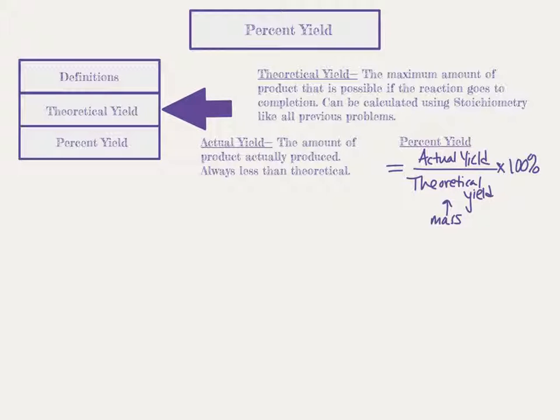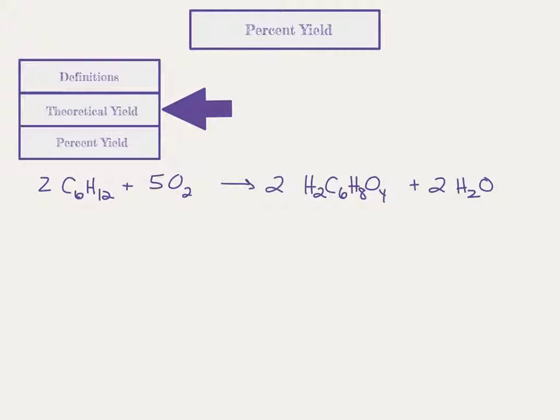Next, let's consider a chemical reaction that does not go to completion. Let's say that you start with 25 grams of this cyclohexane and that it reacts completely with excess oxygen. Our problem tells us that we're only going to collect 33.5 grams of this product, and it's asking us to find the percent yield.